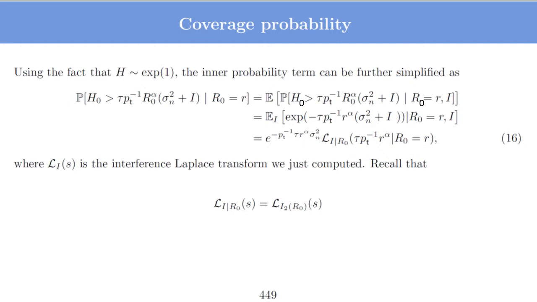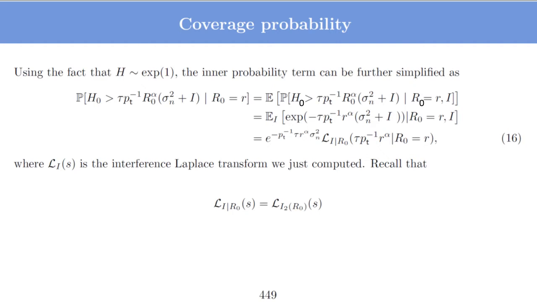Okay. So now this is the probability that h is greater than something. h is an exponential random variable, so the probability that h is greater than a is equal to e to the power minus a. Because of that reason, the probability that h is greater than this term is equal to exponential minus that term, which is tau PT inverse r to the power alpha times noise plus interference. Now we have to decondition this with respect to I.